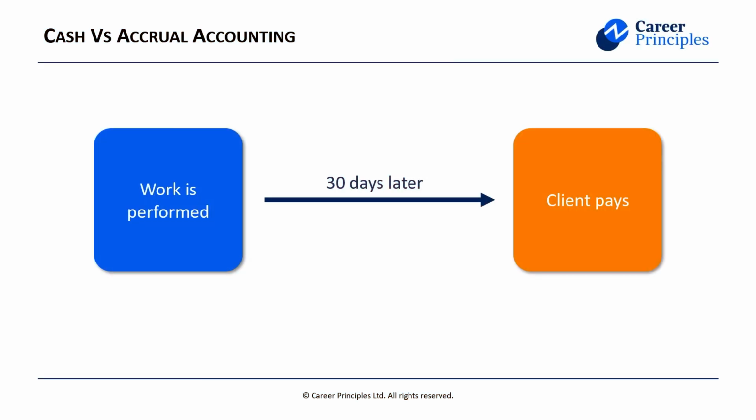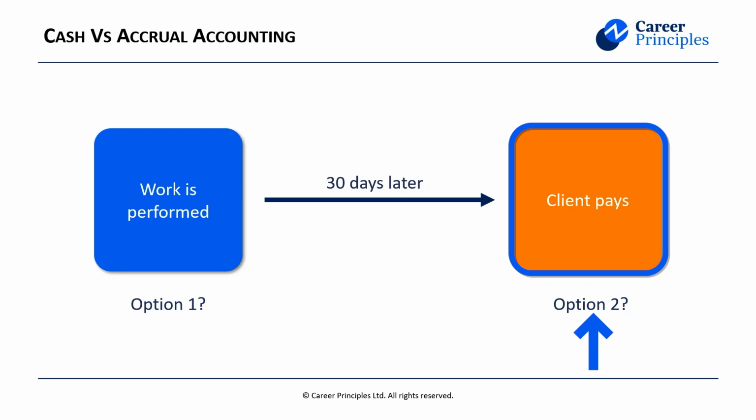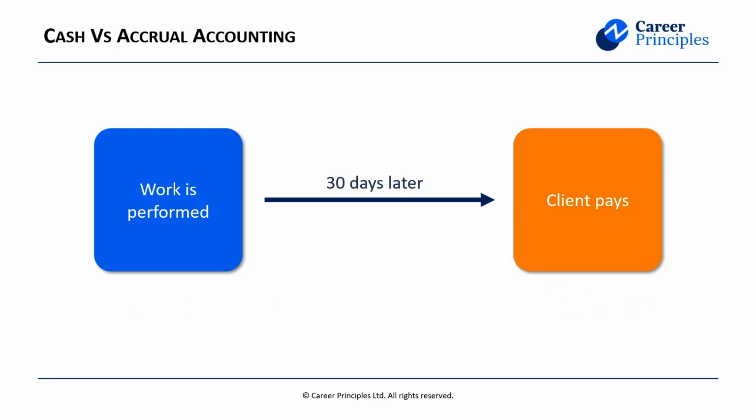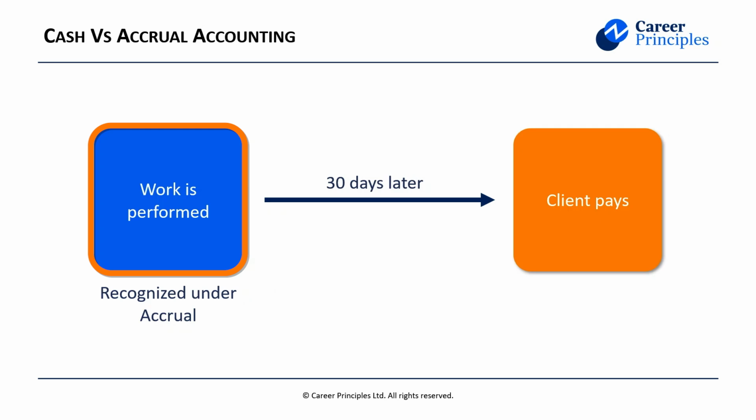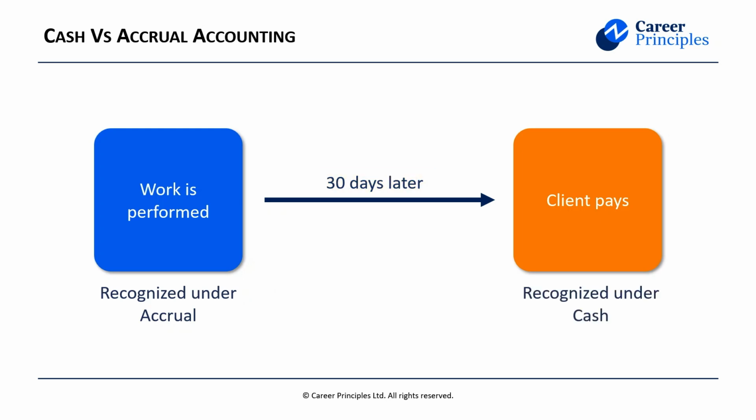This might still seem a bit confusing, so let's go over an example to clarify further. Suppose we run a gardening service and we've just performed the gardening job today. That said, the payment is due by the client in 30 days time. So when should we recognize the revenue? Option 1 would be to recognize it today as the work has been performed, or option 2 is to recognize it when the client actually pays us in 30 days. Under accrual accounting, it would actually be when the work is performed, so that would be on day 1, whereas under cash accounting, it would be 30 days later when we actually receive the cash from the client.